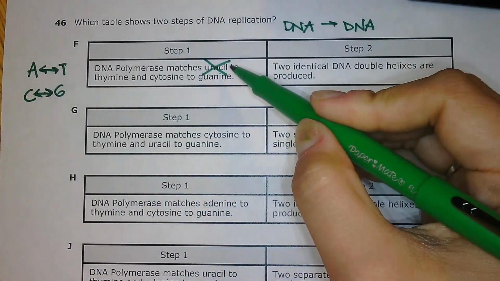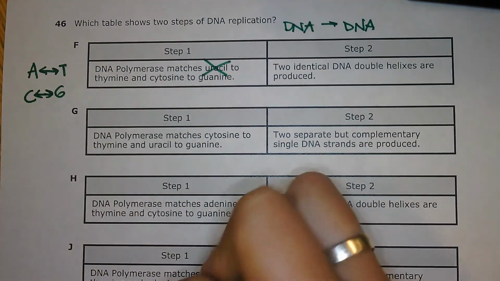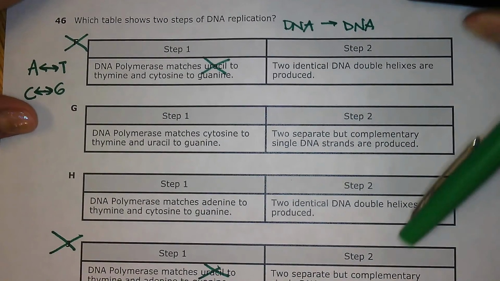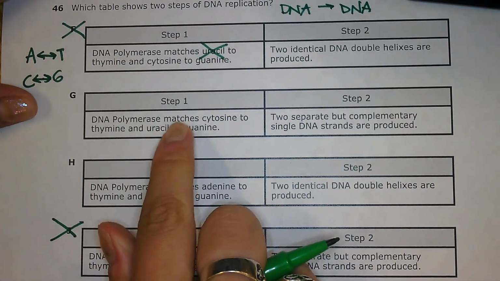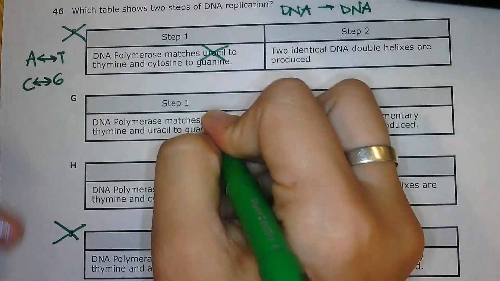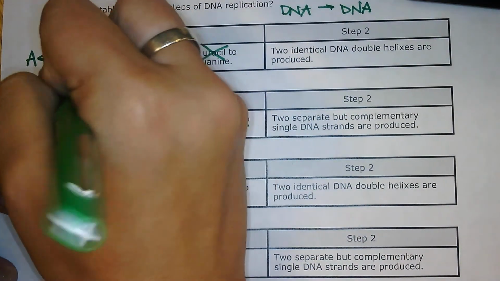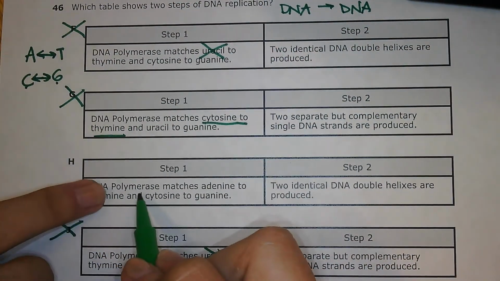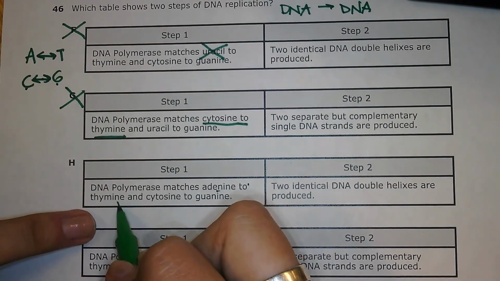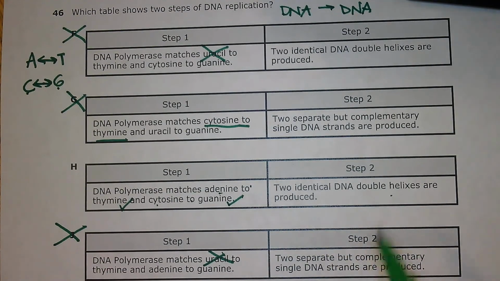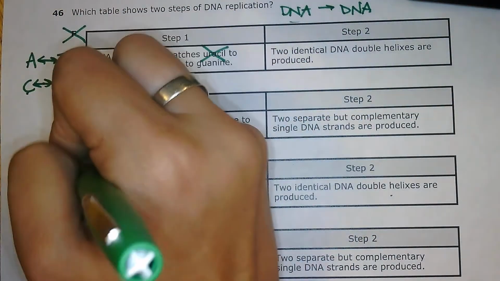So I'm going to see if anything else has uracil here. Oh, here we go. We can get rid of J. We can get rid of F. DNA polymerase matches cytosine to thymine. Ooh, cytosine does not match with thymine. Cytosine matches with guanine, so I can get rid of G. Let's check H. DNA polymerase matches adenine to thymine, correct. Cytosine to guanine, correct. 2 identical DNA double helixes are produced. Yep, that's the whole point of DNA replication. My answer is H.